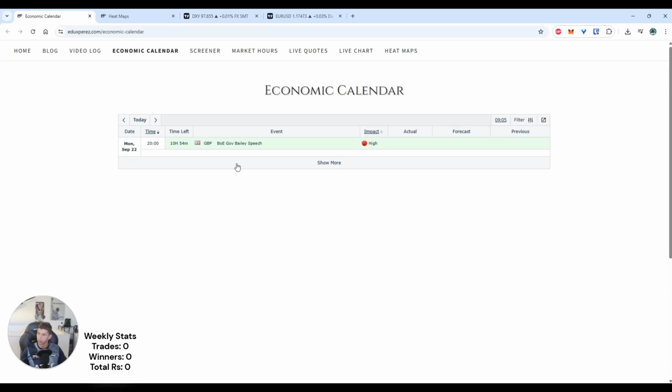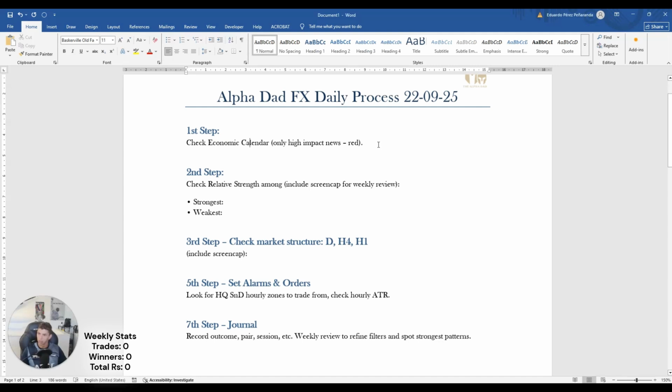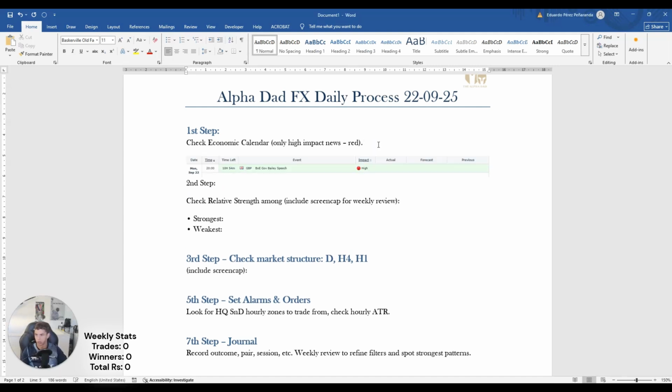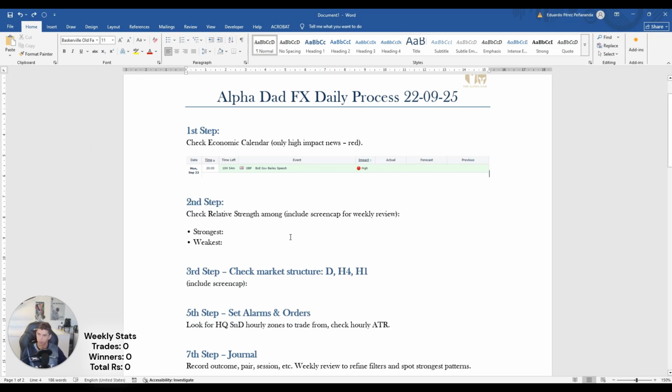All right, let's go to the economic calendar. We have only GBP news at 8 p.m., so nothing to worry about. By that time, we're most probably out. And if we're not, we're going to take the corresponding measures to make sure we're not exposed to any risk we don't want to take.